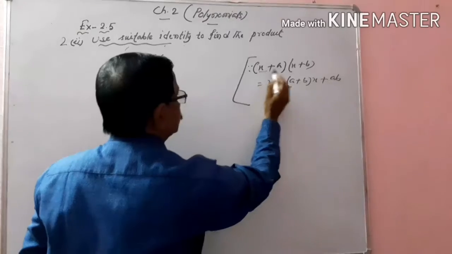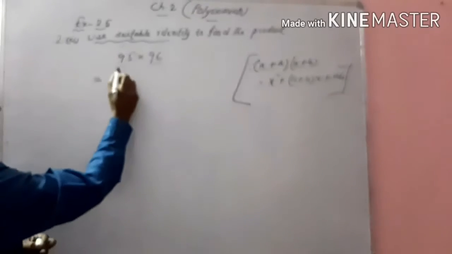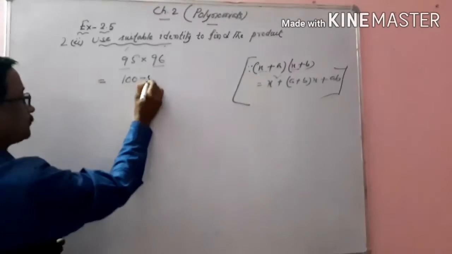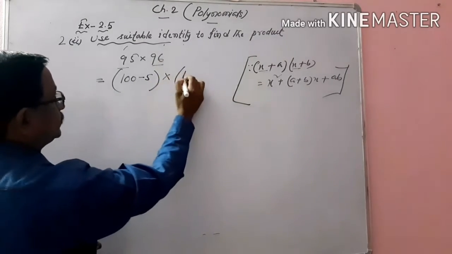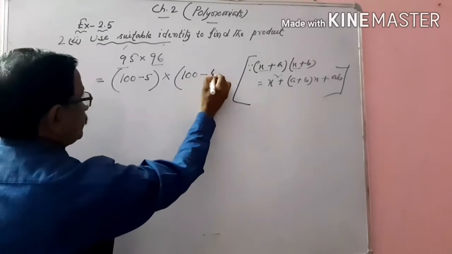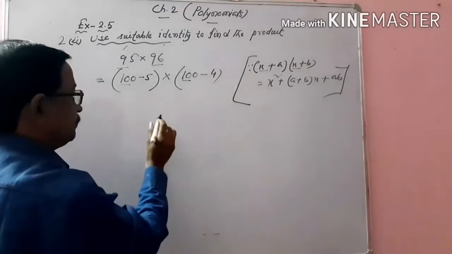So these two numbers must be the same. So how do we make them the same? As it is 95, we can write this as 100 minus 5. Okay? And as it is 96, we can write this as 100 minus 4. So you see these two are the same.